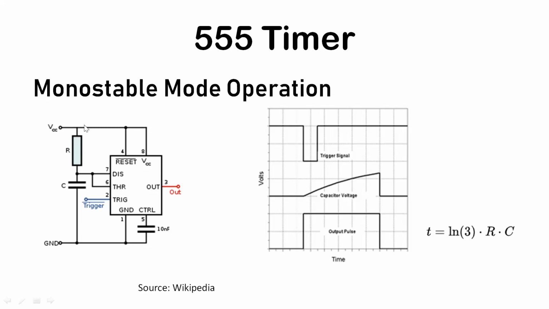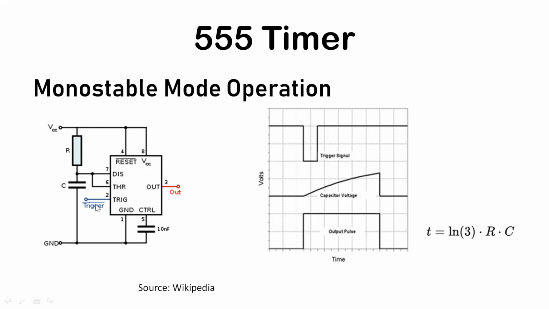Actually, what is monostable? Monostable means the circuit is at a stable condition, so the output will be 0. If you are not applying any trigger pulse, the output will be 0. And if you apply some external input, that means if you disturb the equilibrium condition of the IC, then the output pin number 3 will be high and it will remain high for some time. It is defined by ln3 RC, around 1.1 RC times. After this 1.1 RC time, the output will be low again.